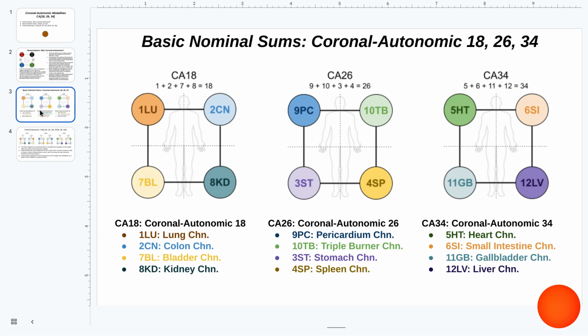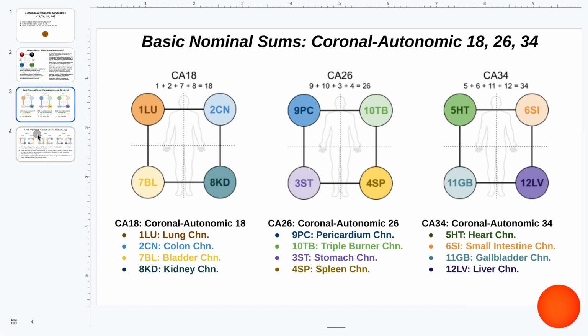Coronal autonomic 18 consists of the lung, colon, bladder, and kidney vessels, labeled for their nominal equation 1 plus 2 plus 7 plus 8 equals 18. Coronal autonomic 26 consists of the pericardium, triple burner, stomach, and spleen vessels, labeled for their nominal equation 9 plus 10 plus 3 plus 4 equals 26. Coronal autonomic 34 consists of the heart, small intestine, gallbladder, and liver vessels, labeled for their nominal equation 5 plus 6 plus 11 plus 12 equals 34.